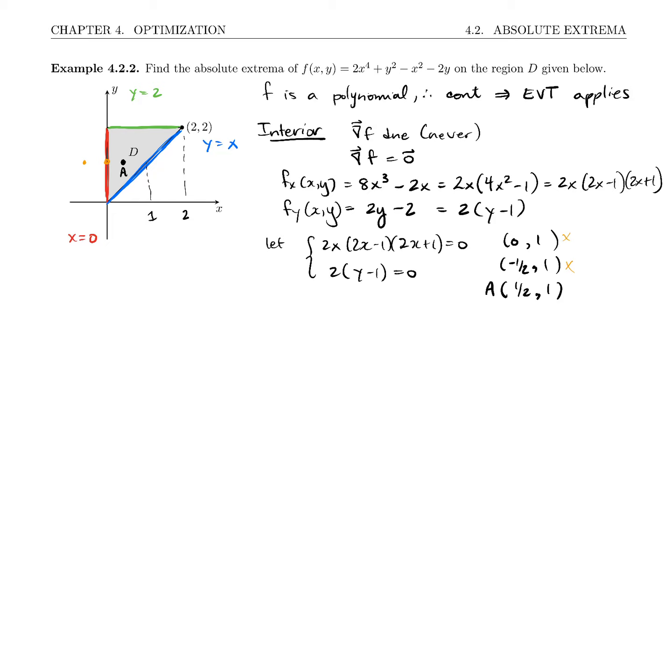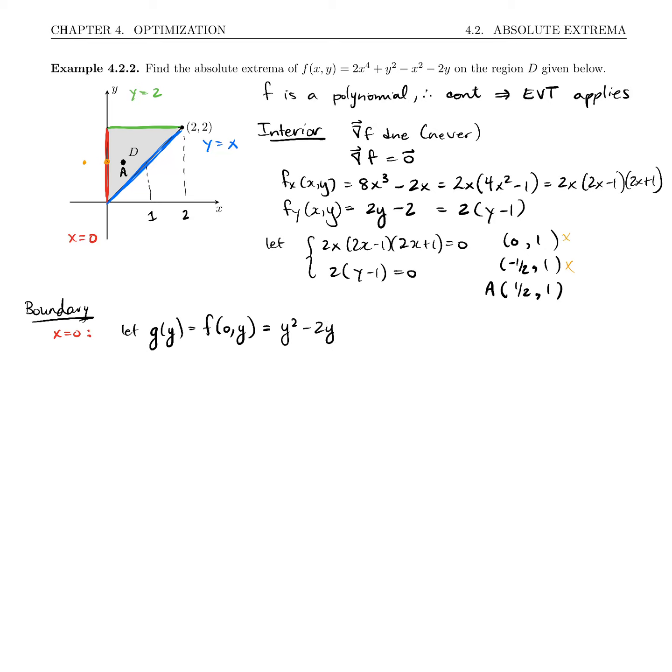Now we need to look on the boundary. And there are 3 boundaries to look at. Let's start with the boundary where x is 0. If we're looking at x equals 0, we can create a function of a single variable. We're going to let g(y) be the function where we plug in 0, so f(0, y). And if we're plugging in 0 for x, we're going to get y^2 - 2y.